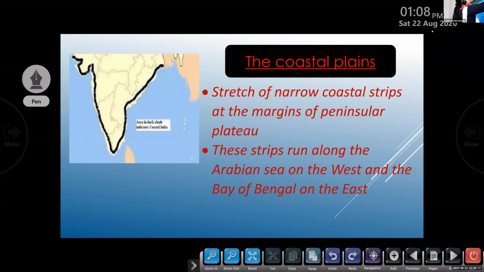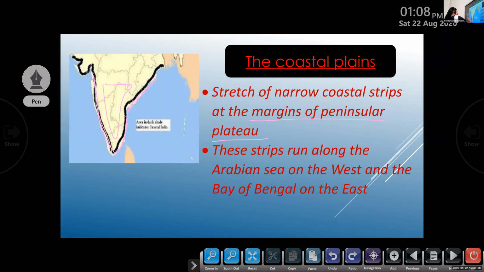Next physical feature is coastal plains. What about coastal plains? Coastal area means land near to sea or ocean. Then it's a narrow line. Here you can see a narrow line on the side of Peninsula Plateau, on both sides. This is the coastal line.